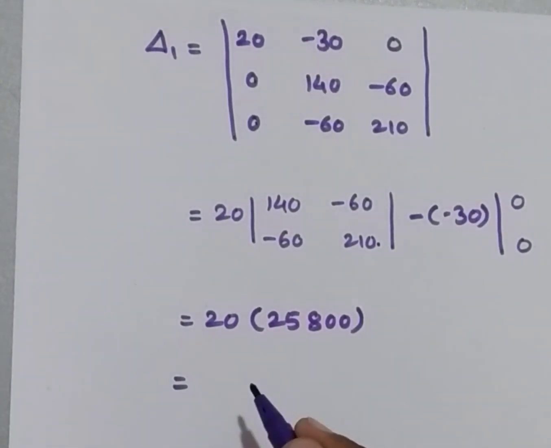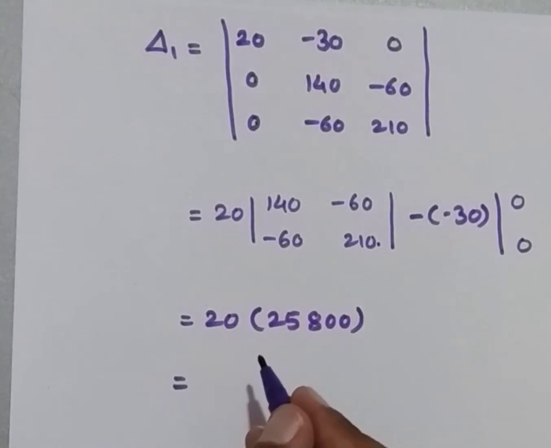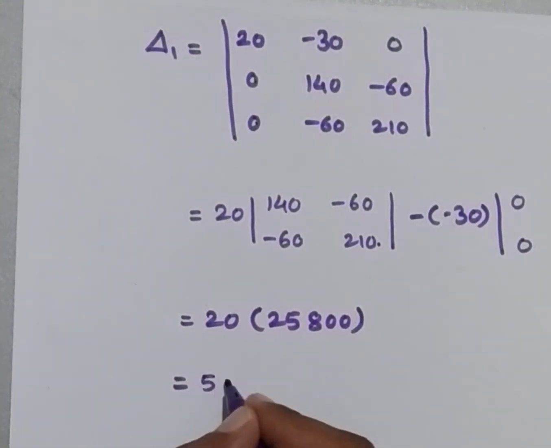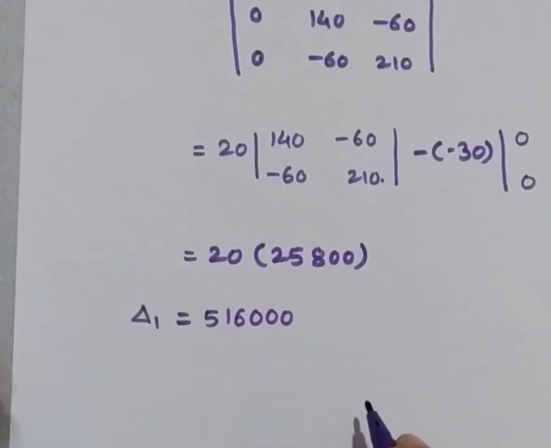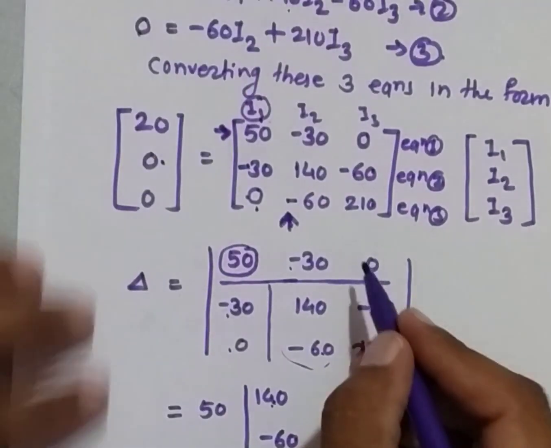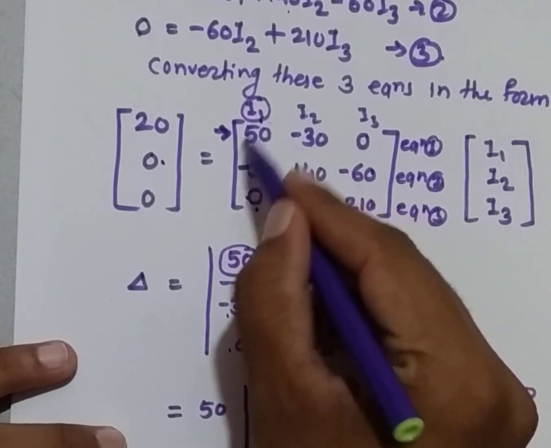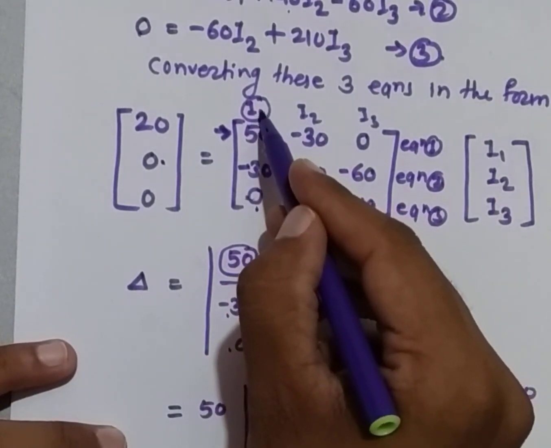Whenever I calculate this value, it is coming as 516 3 times 0. So this is the value of delta 1. Now we have replaced the first column of this matrix, which represents the value of I1.